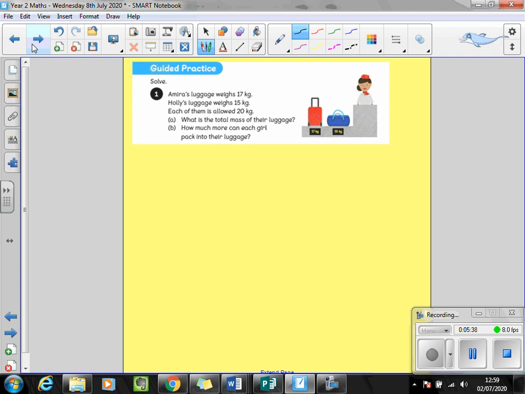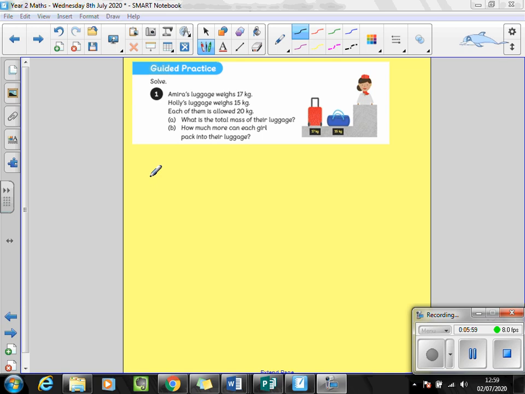Question A. What is the total mass of their luggage? And question B. How much more can each girl pack into their luggage? So think for both of those questions, are you going to add them or are you going to use subtraction? Pause the video to have a go at solving. Okay, let's go through our answers.